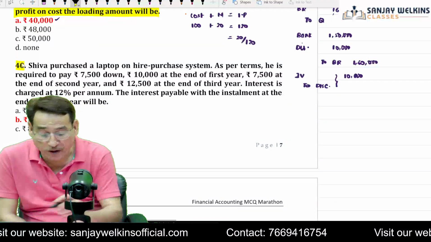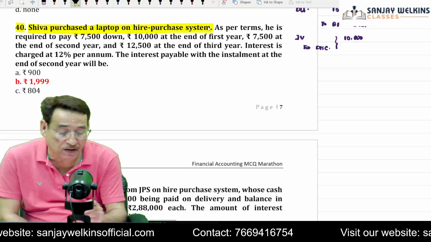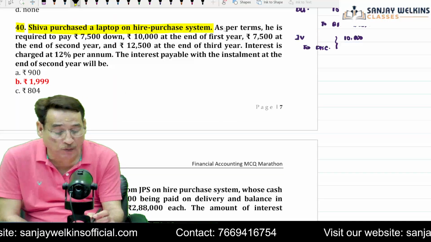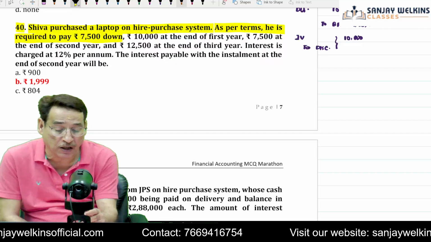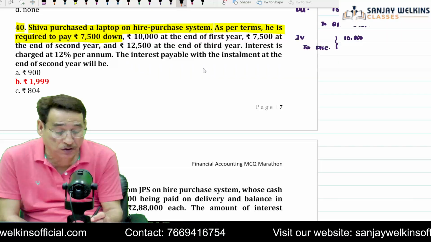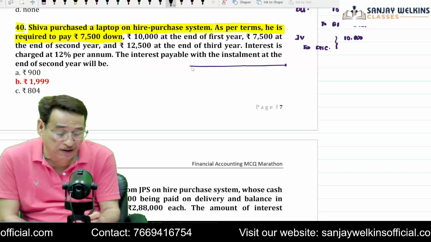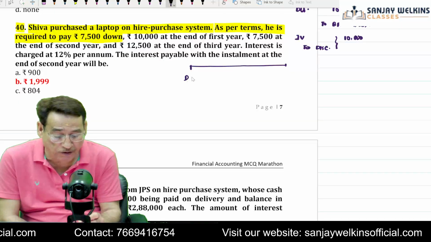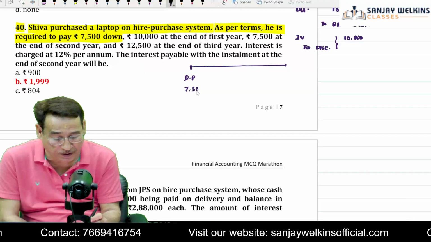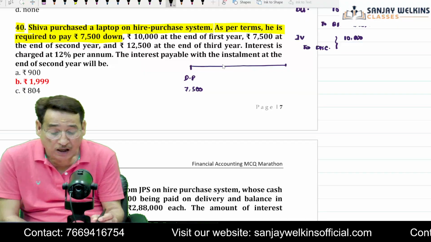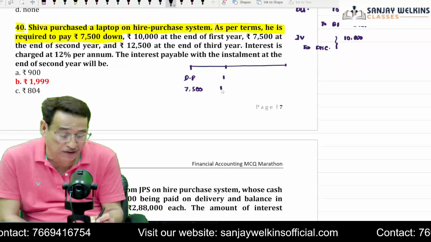In question number 40, it is given to you that Shiva purchased a laptop on hire purchase system. As per the terms, he is required to pay 7,500 as down payment. So Shiva has purchased a laptop and paid a down payment of 7,500. You are going to write here 7,500. And at the end of the first year, he will pay the first installment, which is equal to 10,000.